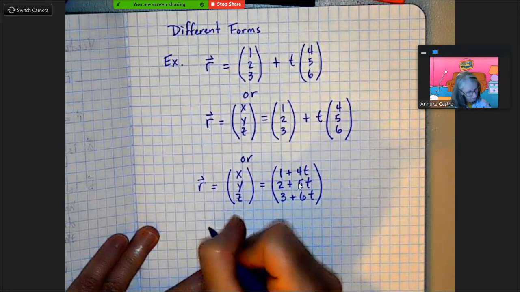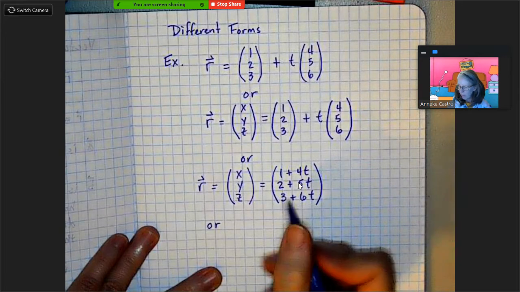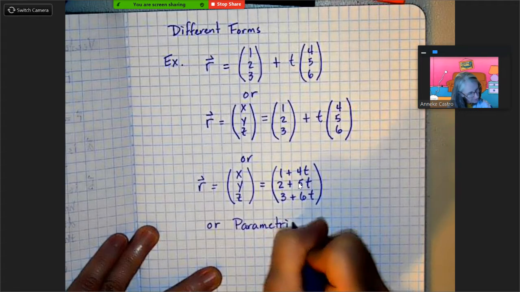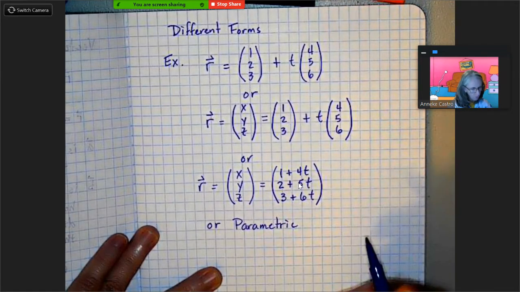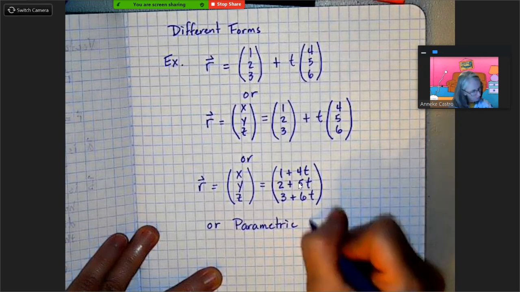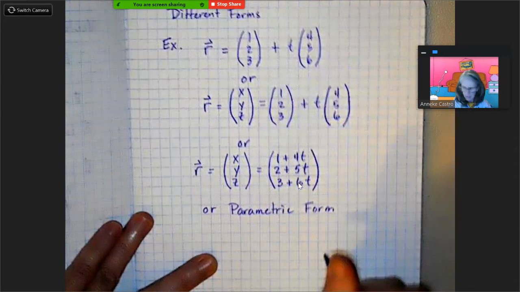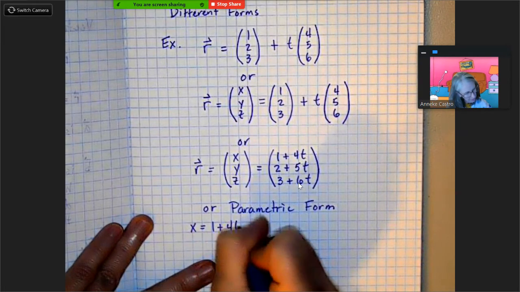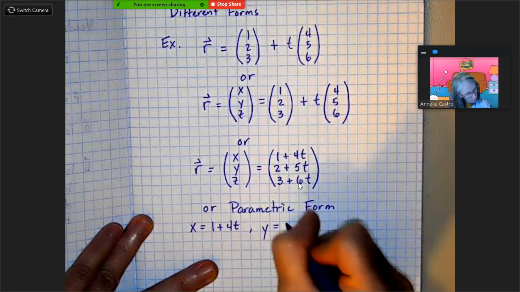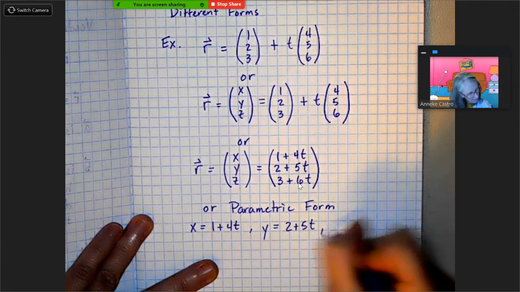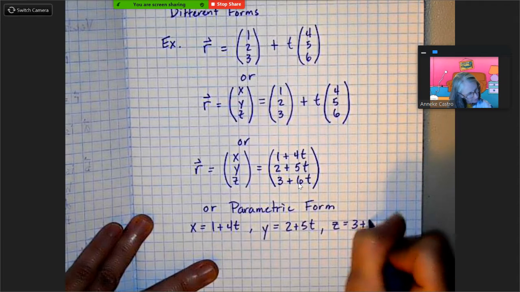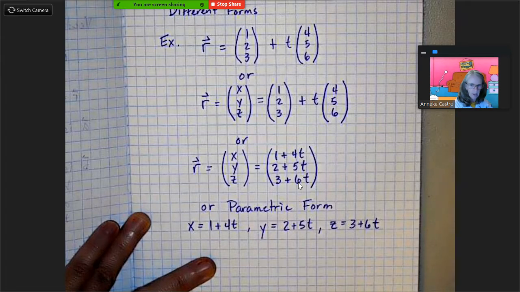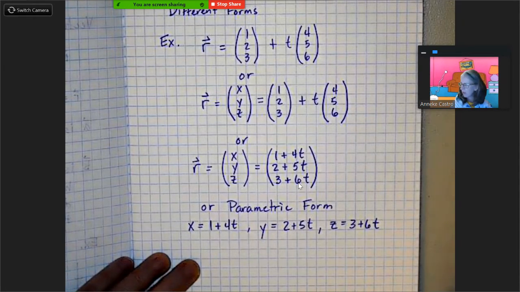Or we can write it in parametric form, which is where we actually separate the 3 equations, one for x, one for y, and one for z. So parametric form is where we separate the x, y, and z parts. So we could write x equals 1 plus 4t, y equals 2 plus 5t, and z equals 3 plus 6t. So we're separating out the different parts of the vector, the x direction, the y direction, and the z direction.